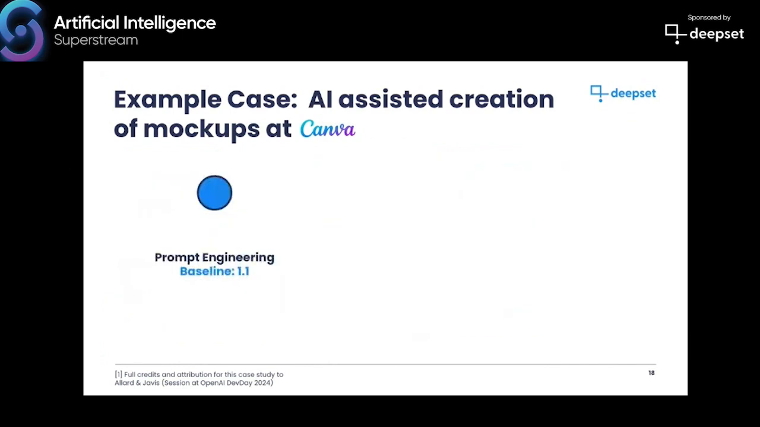Off-the-shelf performance was not really great in that use case, and even with prompt engineering, they only achieved a quite low score. They then tried different LLMs, switched from GPT 3.5 to GPT 4, and improved the score slightly, but still didn't really move the needle.